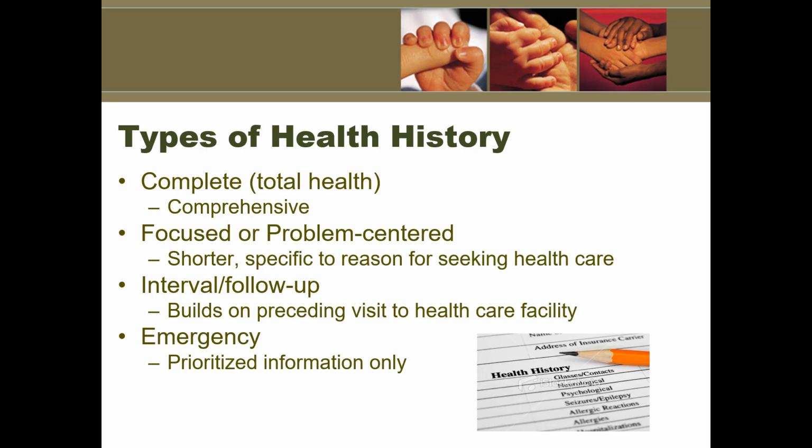An interval health history is also limited in scope to the problem being followed. An example of this would be a patient that's diagnosed with hypertension that comes back after having been on medication for a month. And we're going to see how that medication has been effective or not. And then there's an emergency health history, which gathers the information necessary to intervene and resolve the immediate problem. And the nurse would defer obtaining other details until the patient is stable. So in this case, we prioritize what information is needed to be gathered.